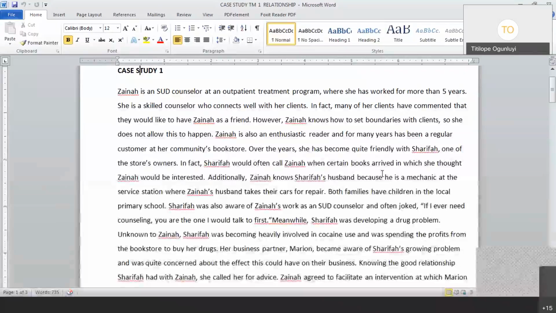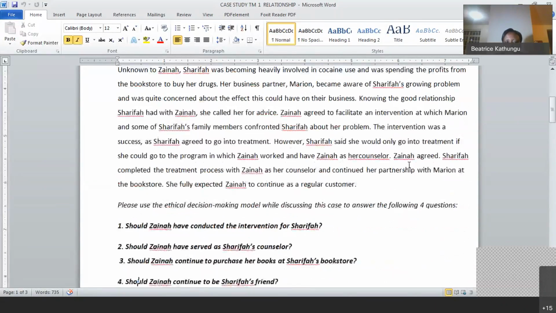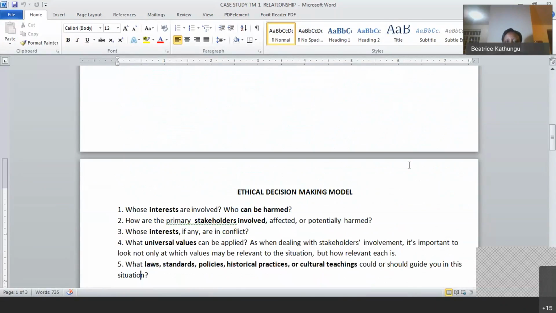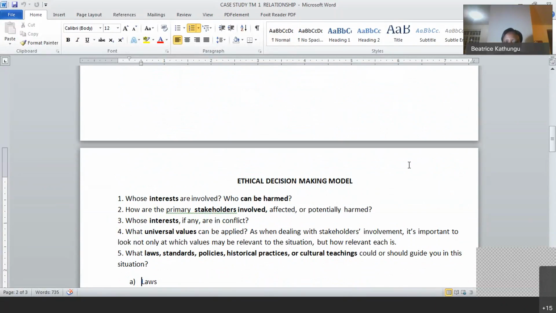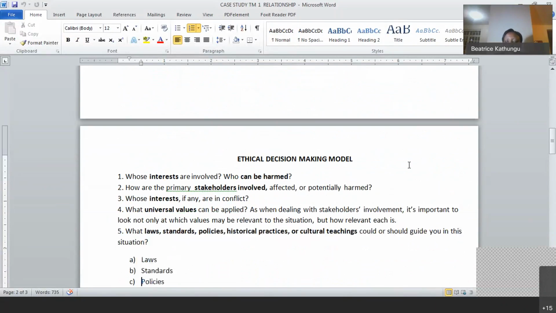It's the case that was in our trainer manual. And just before I take you through this case, I want to remind you of the ethical decision-making model. And I want to remind you about the universal values. And of course, I'll remind you about the NADAC principles.